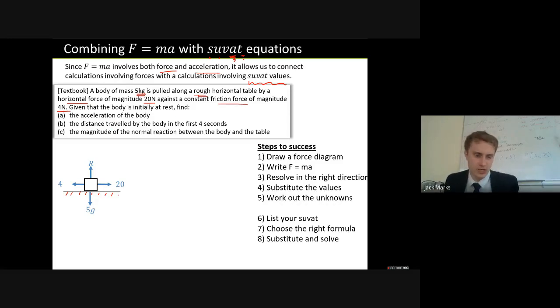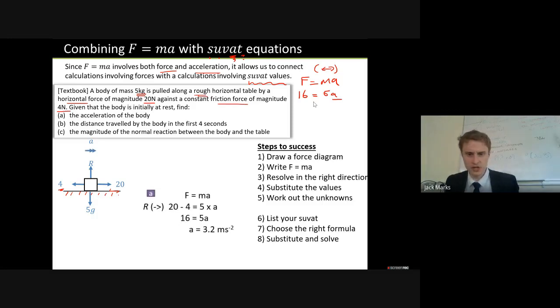Find the acceleration of the body. Are they talking about acceleration into the sky or down to the ground? No, because it's on a table. They're talking about the horizontal acceleration. So we want resultant force equals ma, and this is going to be for the horizontal direction. So what's the resultant force? Well, it's 16. It's 20 minus 4. The mass, there it is, 5, and the acceleration, that's what we're trying to find. So it makes sense here to take positive directions to the right, which will give you 3.2.